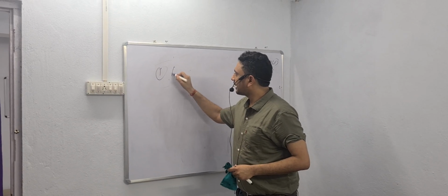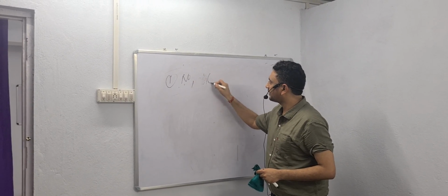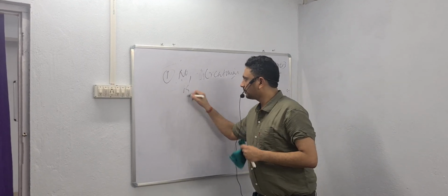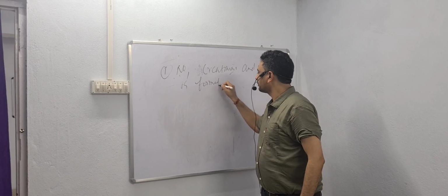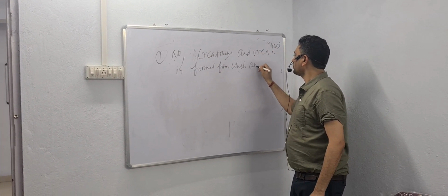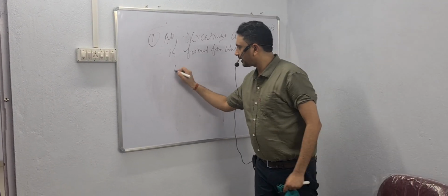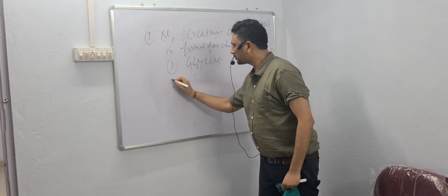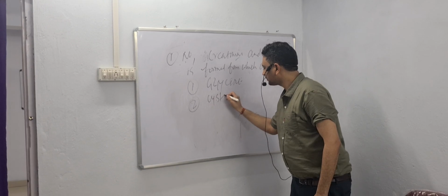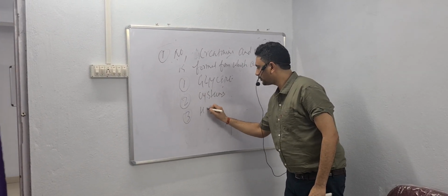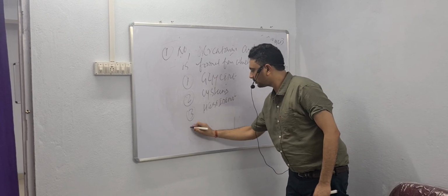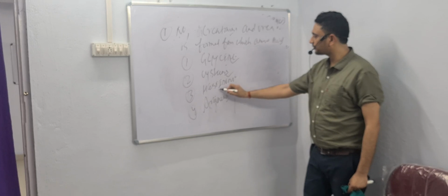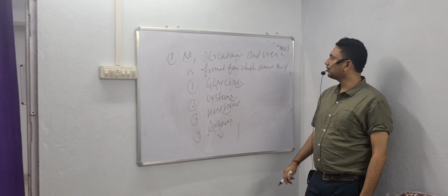The first question was: nitric oxide, creatinine and urea are formed from which amino acid? So the options were: the first option was the amino acid glycine, the second option was cysteine, the third option was histidine, and the fourth option was arginine. So there were four options. This was the first question.